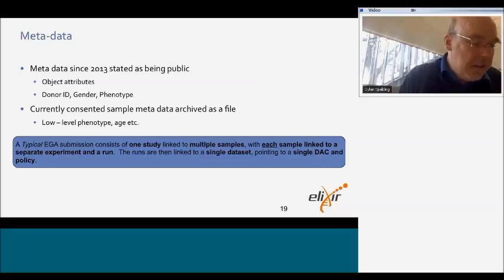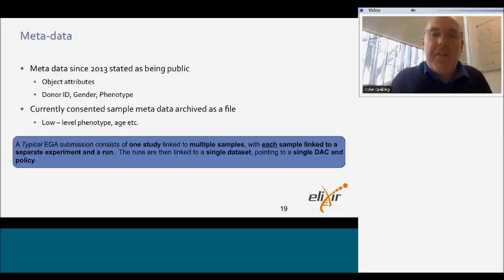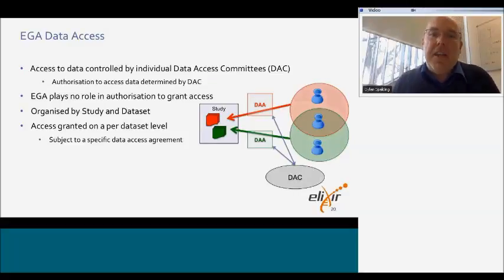So a typical EGA submission consists of one study which should be linked to multiple samples, and with each sample linked to a separate experiment and a run. And these tend to be linked to a single data set with a single DAC and a single policy being applied to them. So how do you access data at EGA?